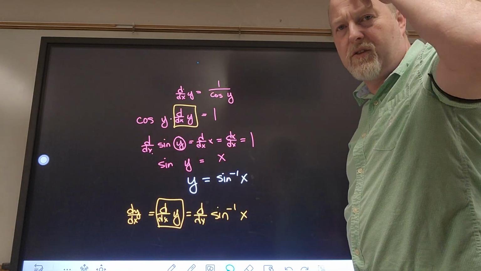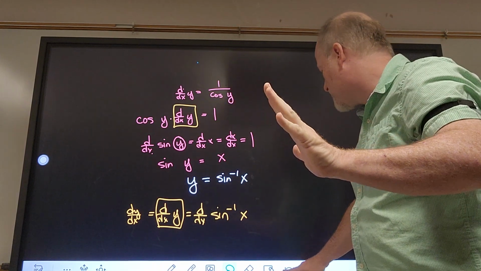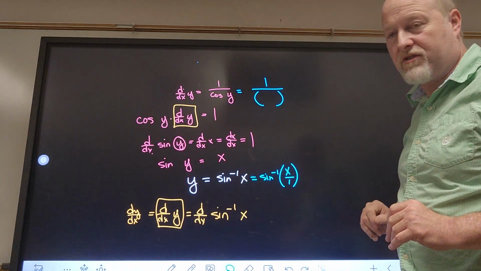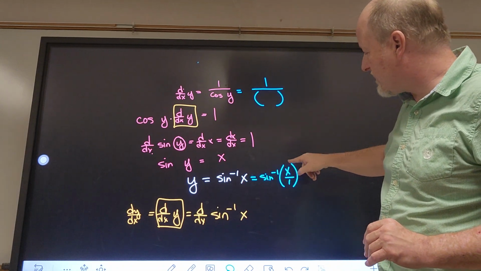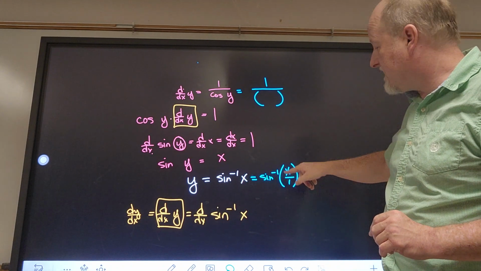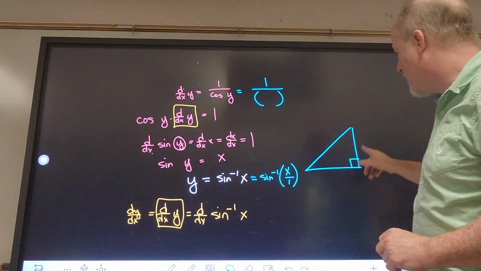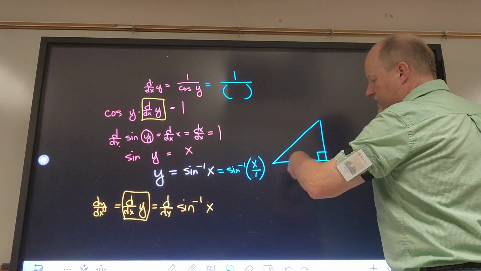Here's where you're going to have a little bit of a mental block, but that's okay, because what we're going to do next is just set up and make a picture. To make a picture, let's convert this to the ratio x divided by 1 so that we can exploit the ratio definitions of sine, where we have an opposite and a hypotenuse. So we draw the triangle.